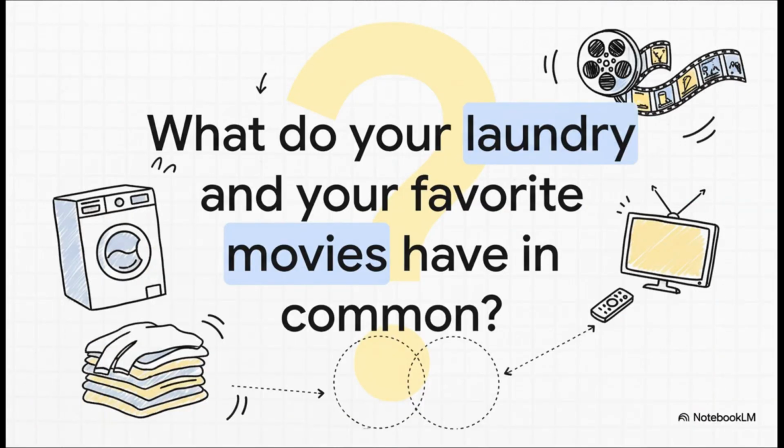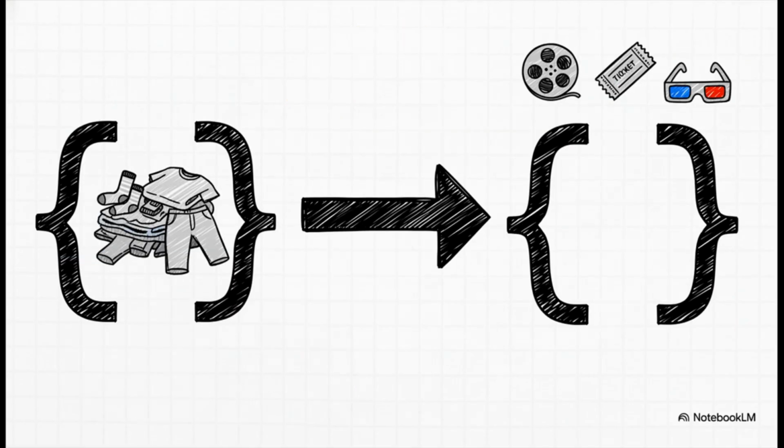Okay, let me just kick this off with a question for you. Seriously, what on earth could a pile of laundry and your favorite movies on Netflix possibly have in common? I mean, one's a total chore, the other's how you relax. But underneath it all, they actually share a really powerful basic structure. And here it is. They're both organized in sets. You've got a set of clothes that need washing, and you've got a set of movies you love.